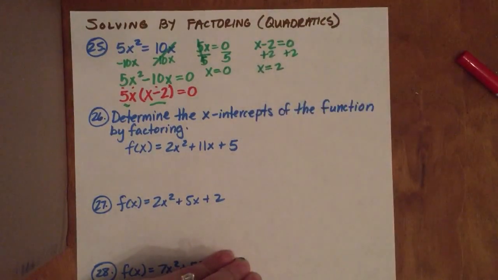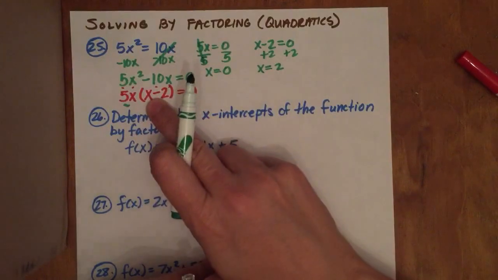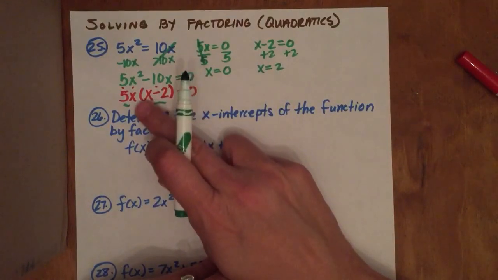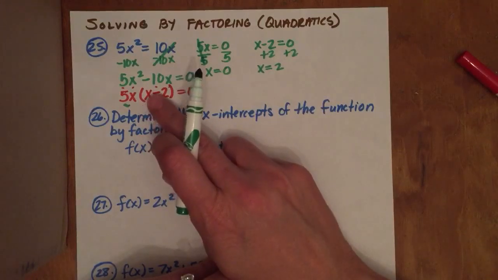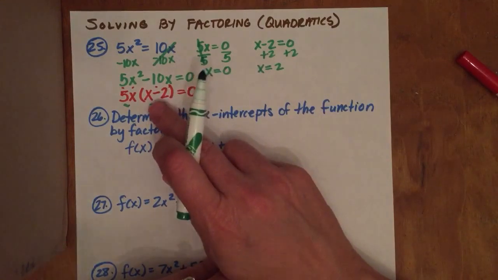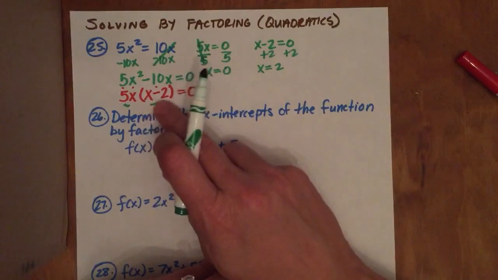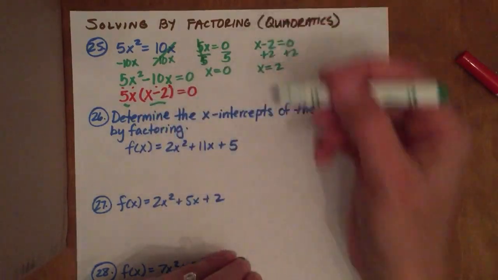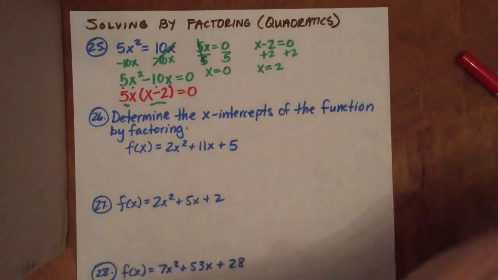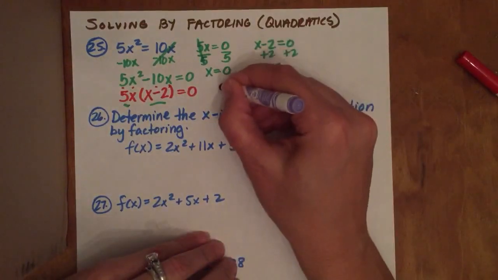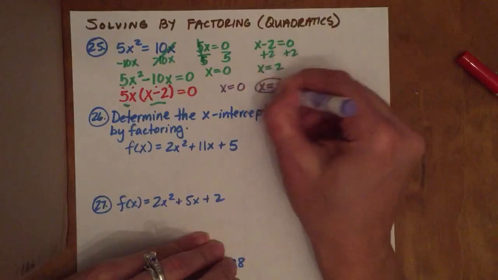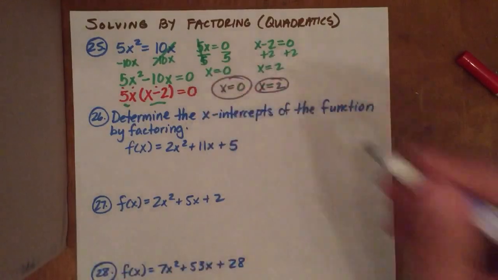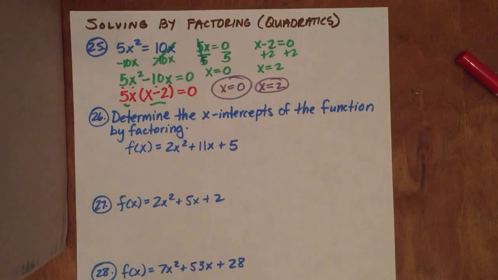And remember the pattern we talked about earlier. You can tell it's always the opposite of what's inside. X minus 2 means the solution will be positive 2. Whereas x plus 3, the solution will be negative 3, because that's what makes this expression 0. So my two roots, or my two solutions, are going to be x equals 0 and x equals 2. So that's how I solve a quadratic expression such as this one.